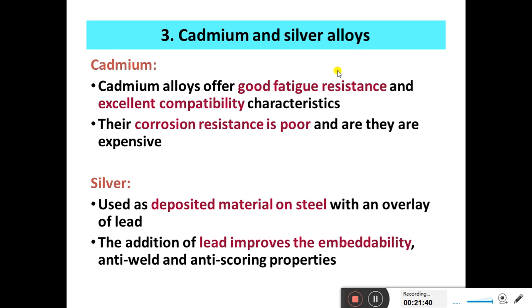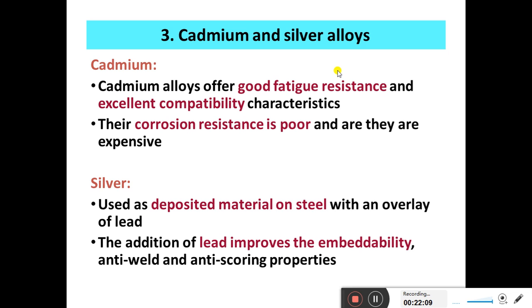So after that, the next important metal bearing material is cadmium. Have you heard of cadmium? It's an important metal, and silver. We already know that we can use silver and gold as bearing materials, but why are these restricted? Because of their cost. Okay. So here cadmium alloy also we can use for bearing materials.